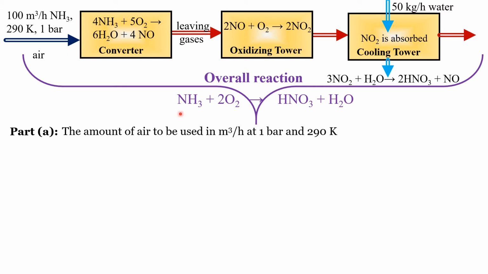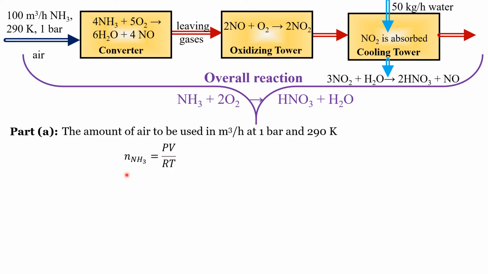For that, we need the number of moles of NH3, because from this equation we can say that 1 mole of NH3 will require 2 moles of O2. So first we need the number of moles of ammonia. For that, the volume is given, that is 100 meter cube, the temperature is given and the pressure is given. So using the ideal gas equation, we can find out the number of moles of ammonia.